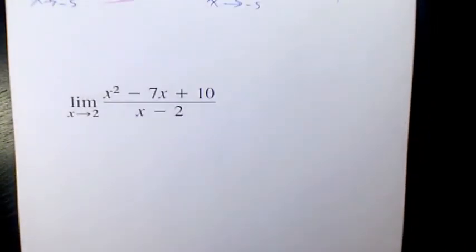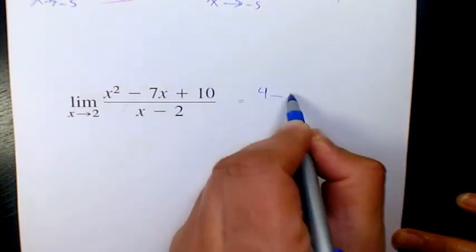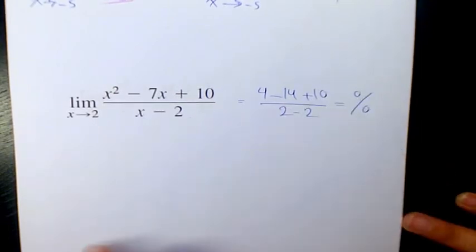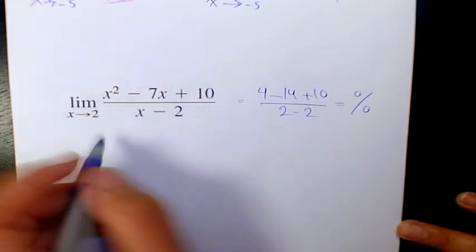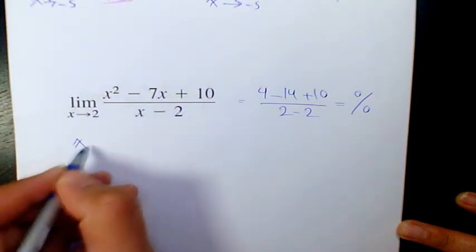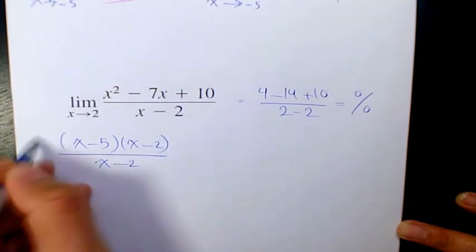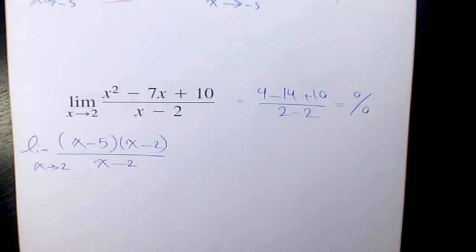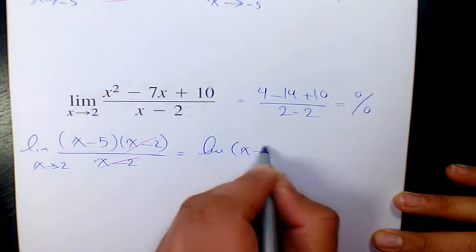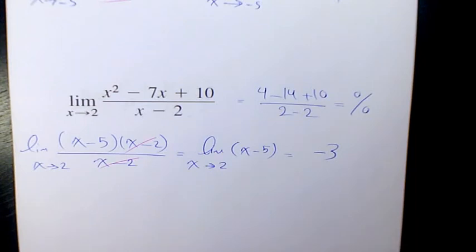Next one, x squared minus 7x plus 10 divided by x minus 2. That's going to be 4 minus 14 plus 10 divided by 2 minus 2. That's going to be 0 over 0, which is undefined. We need to factor the numerator. We are looking for two numbers multiplied to 10 and add to negative 7. So it's going to be x minus 5 times x minus 2 divided by x minus 2. x minus 2 and x minus 2 cancel out, and we have limit of x minus 5 when x approaches 2. It's going to be 2 minus 5, which is negative 3.